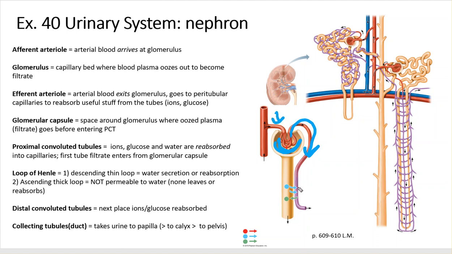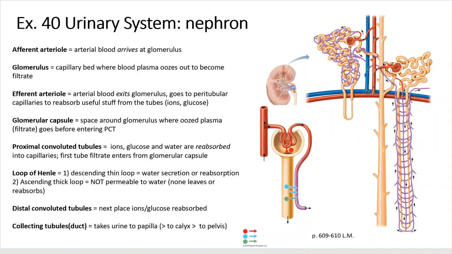And then it's going to go into the peritubular capillaries, which are all these squiggly vessels around the tubes. This is another flavor of peritubular capillaries called vasa recta. You don't need to know that. Just know that capillaries around the tubes are peritubular capillaries. The blood's going to go in there to reabsorb things that we want, that might have oozed out in the plasma that we didn't want to get rid of.